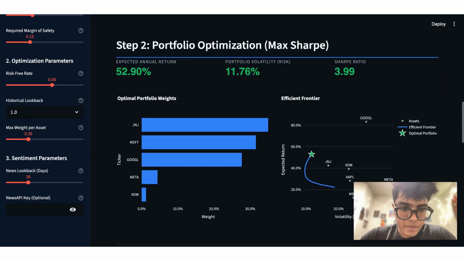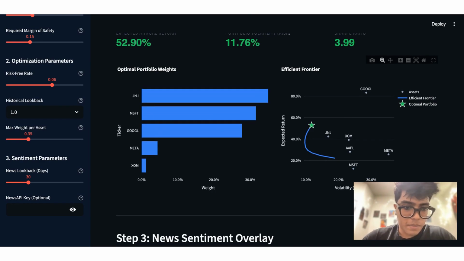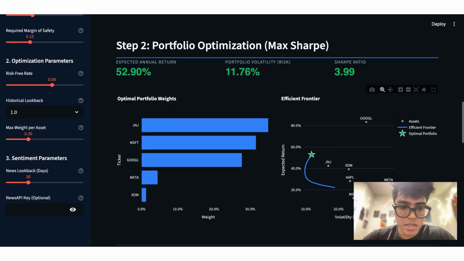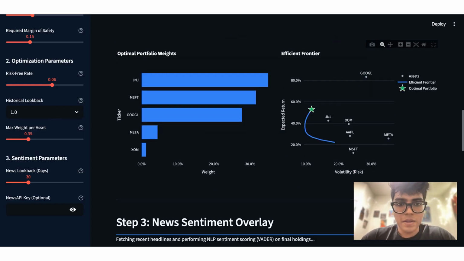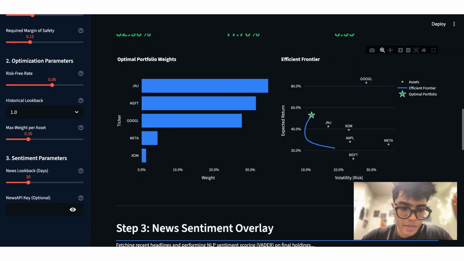So, step two takes the six stocks that have passed: Apple, Microsoft, J&J, XOM, Meta, and Google, and runs the Markowitz mean variance optimization and finds the portfolio that maximizes the Sharpe ratio. You can see the expected annual return at 52.9%, the portfolio volatility at 11.76%, and a Sharpe ratio of 3.93.